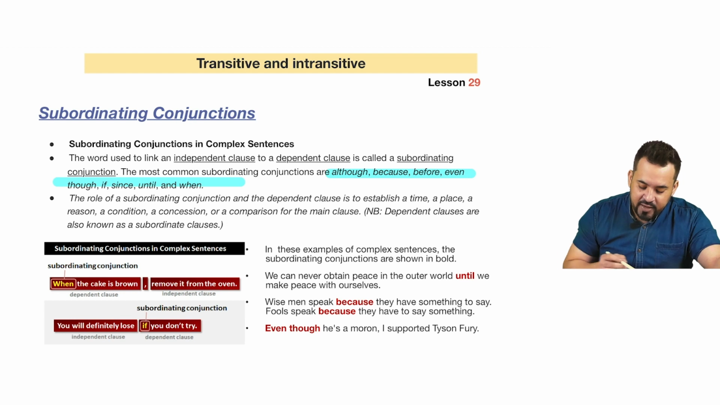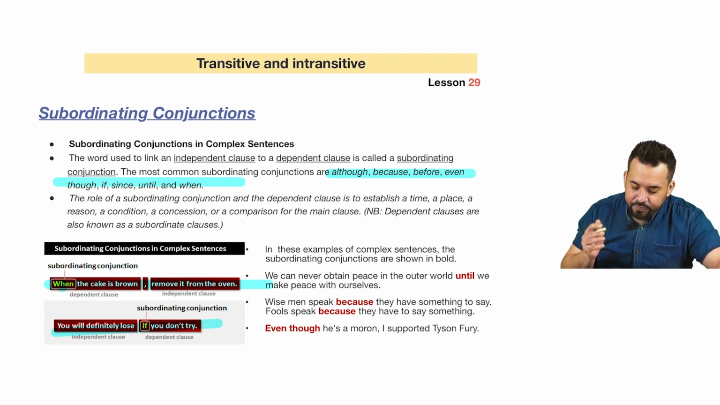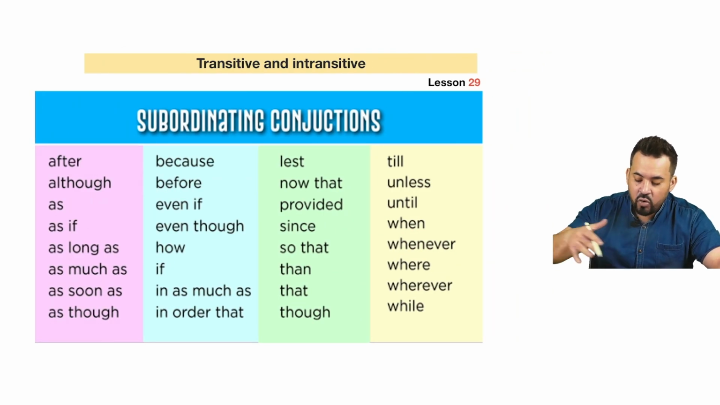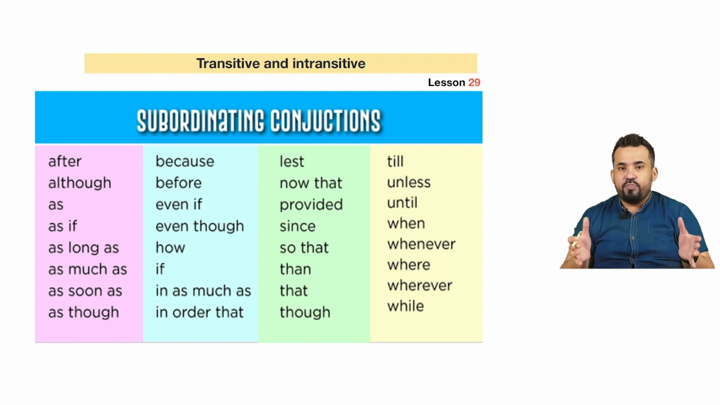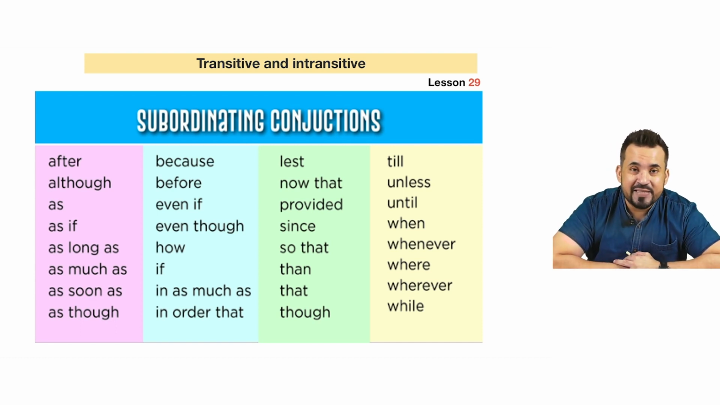Okay, so let's take a look at the subordinating conjunctions in action. When the cake is brown, remove it from the oven. When. You will definitely lose if you don't try. If. Now, the full list of the subordinating conjunctions is here. You can use any of these to make a complex sentence.